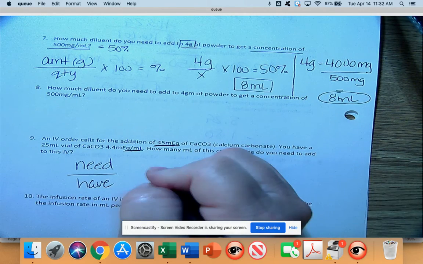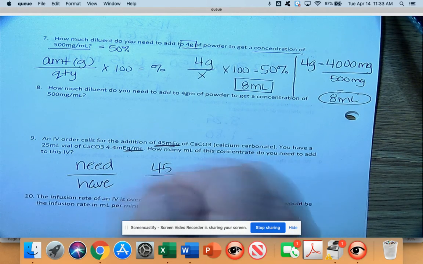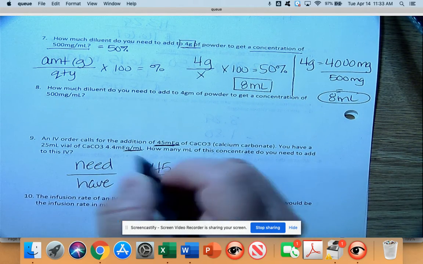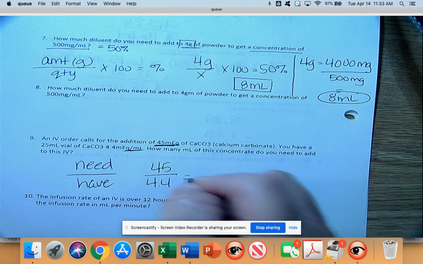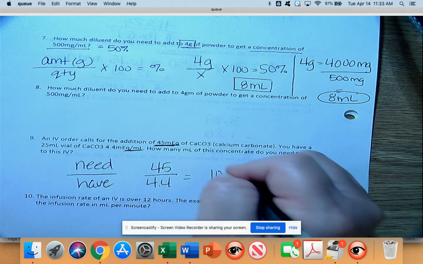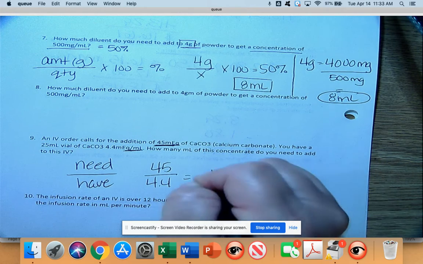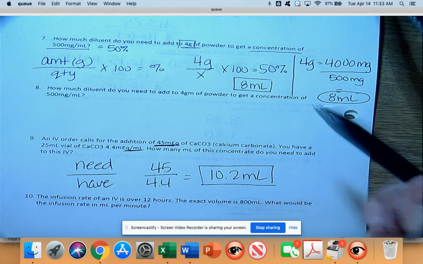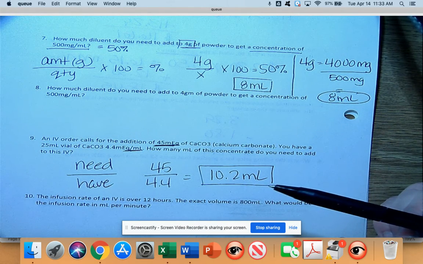So we just have to take what we need, which is the 45 milliequivalents, and divide that by what we have, which is the 4.4, and you get 10.2 milliliters. So you would actually add 10.2 milliliters of calcium carbonate to this TPN bag for number 9.